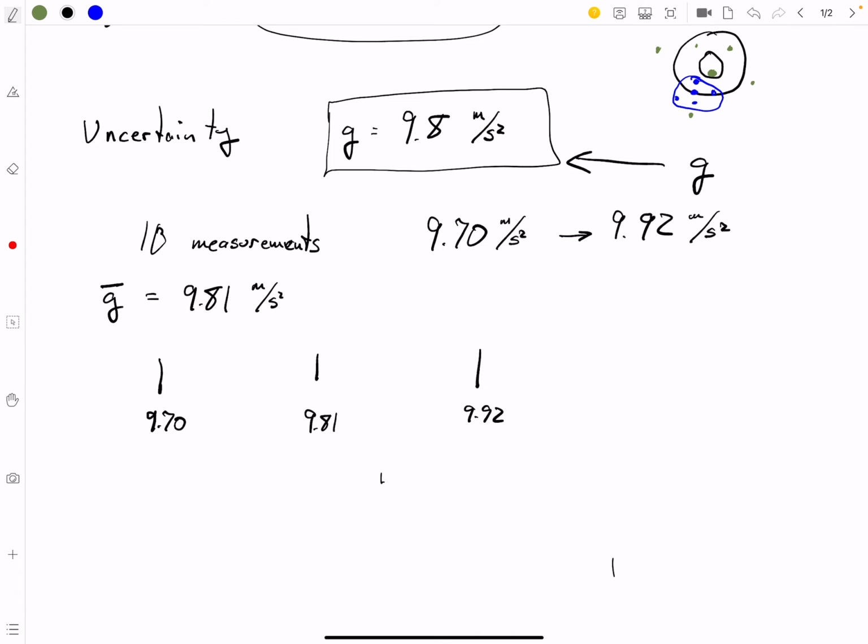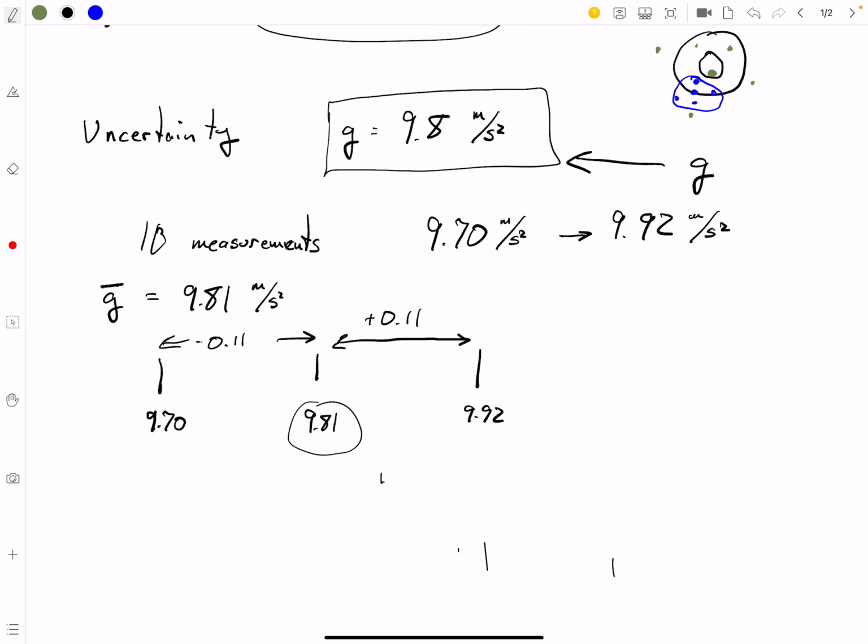From here to here is 0.11. From here to here is also 0.11. However, we're taking our average and we're subtracting 0.11 from there, and adding it to there. So what would we say?